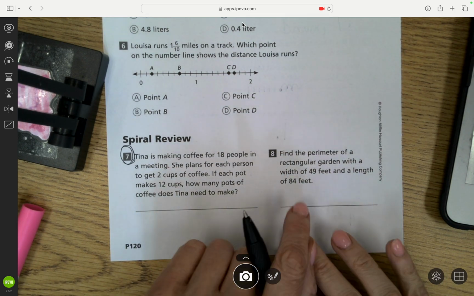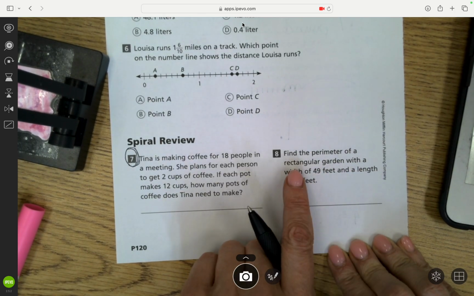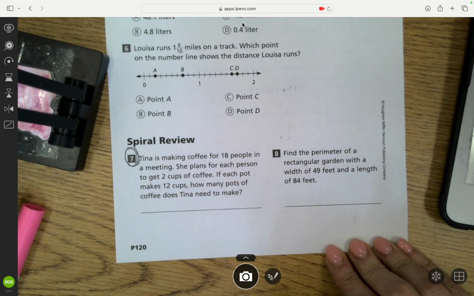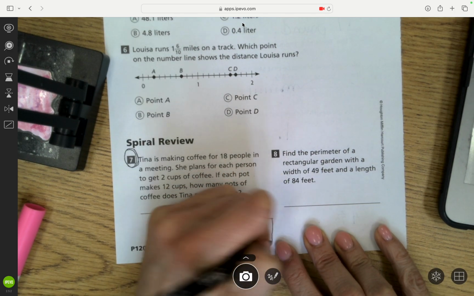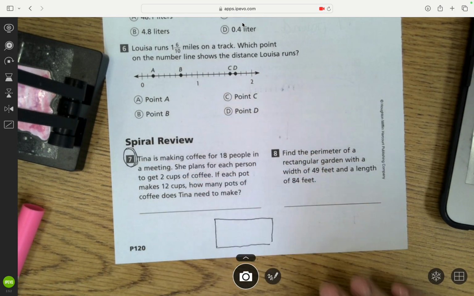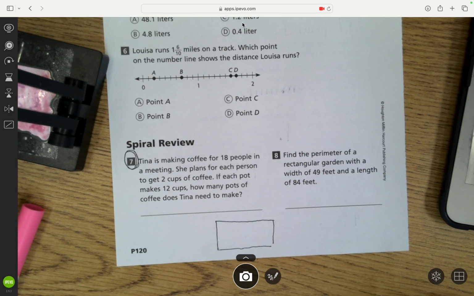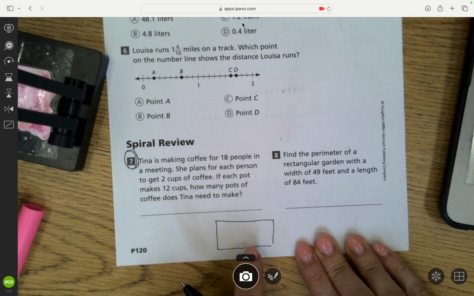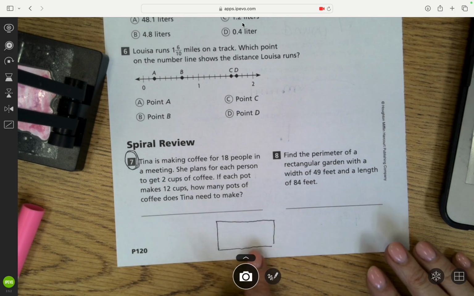Number 8. Ooh, you can do this. Find the perimeter of a rectangular garden with a width of 49 feet and a length of 84 feet. I want you to draw a rectangle. Label it. Remember, when we find the perimeter, we add all sides. So if it's a rectangle, it's length plus width plus length plus width. But you always add all sides together, okay? And remember, opposite sides are equal.